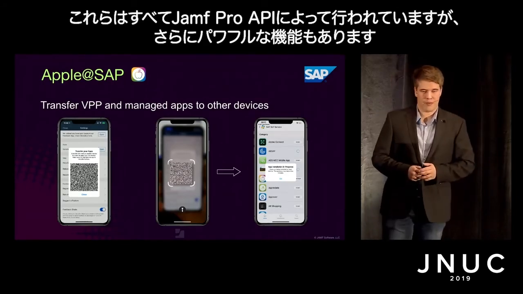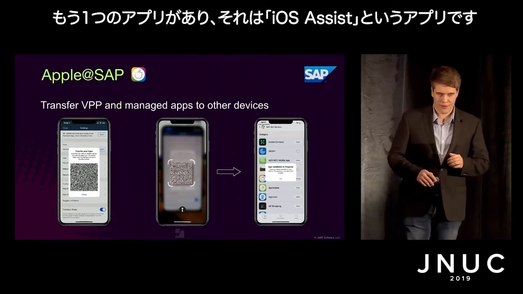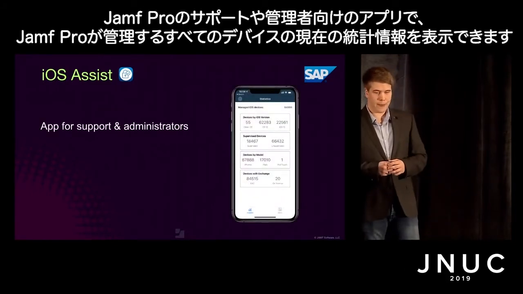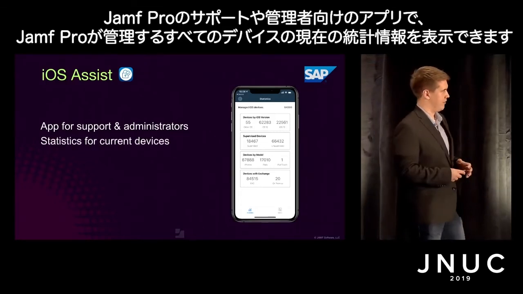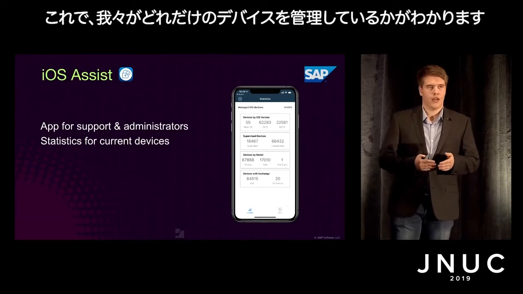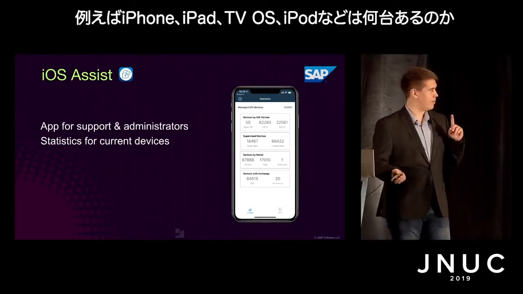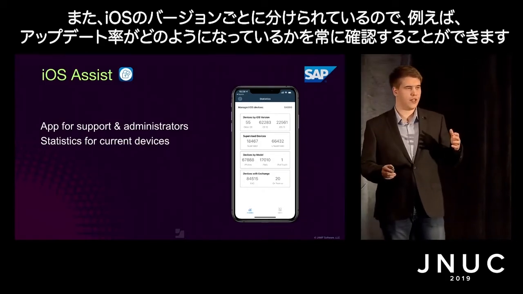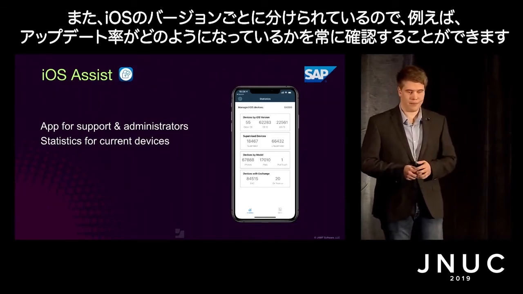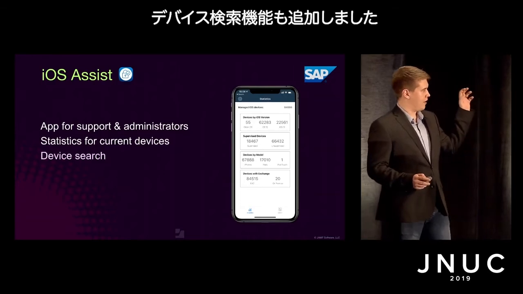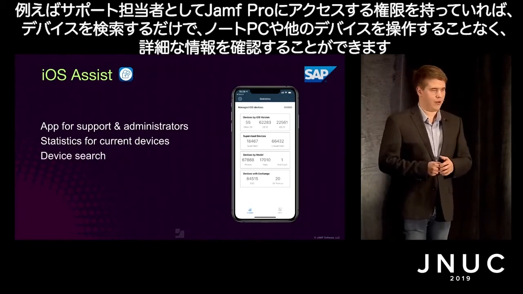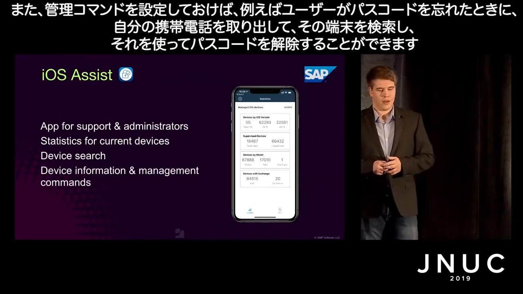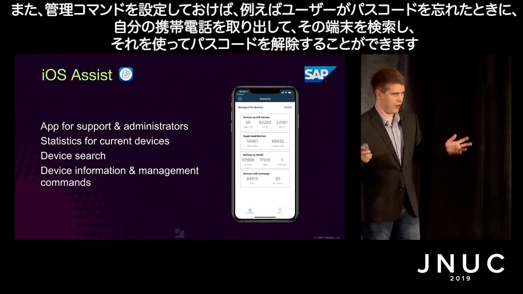So, and this is all done by the Jamf Pro API, but it's even more powerful. We have another app, and it's called the iOS Assist app. This is an app actually for support and administrators for Jamf Pro, and it shows you current statistics of our managed devices. So you can see how many devices we manage, and how many iPhones, iPads, tvOS, or iPods, for example. And they're also separated by iOS versions. So you can always see how that update rate is going, for example. But we didn't stop there. We also added a device search. So if you have the privilege to access Jamf Pro as a support colleague, for example, you can just search for a device, and you can also see detailed information without the interaction with a laptop or another device.